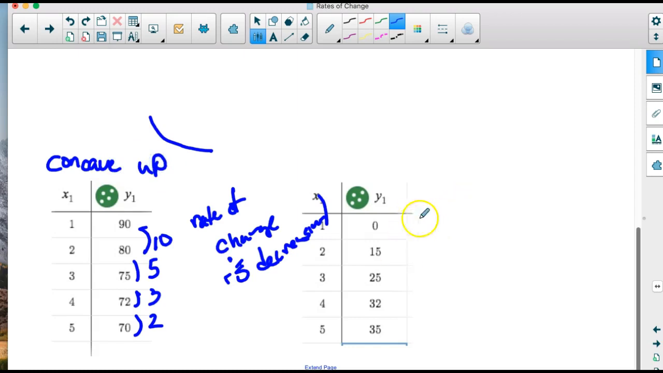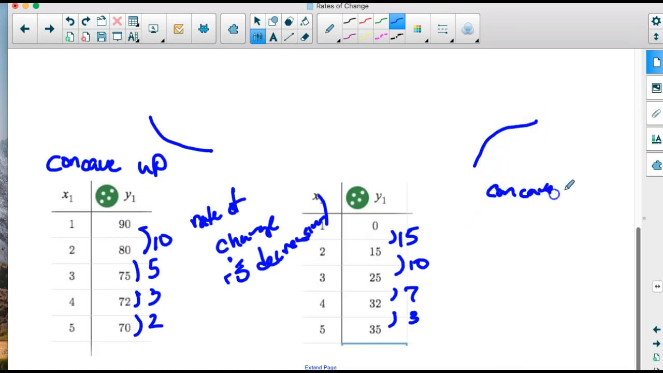And then this one does the same thing. It goes up, but this is 15, 10, 7, and 3, right? So it's decreasing. It's also decreasing, but it's going up while it's decreasing, so it's not going up as fast. So this is concave down on this one, because we're increasing the values, but we're not going up as fast, so it's flattening out.